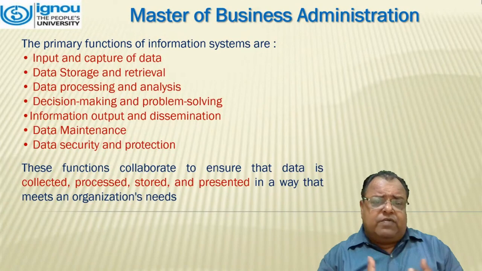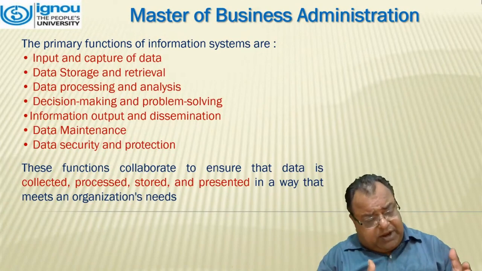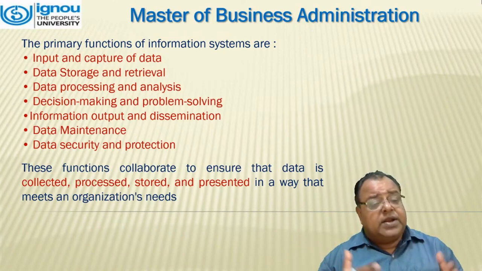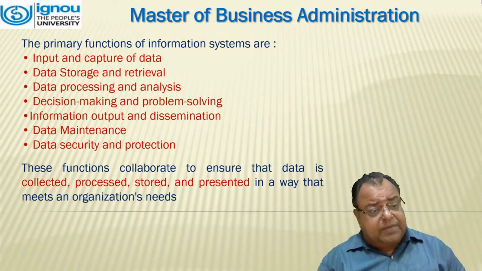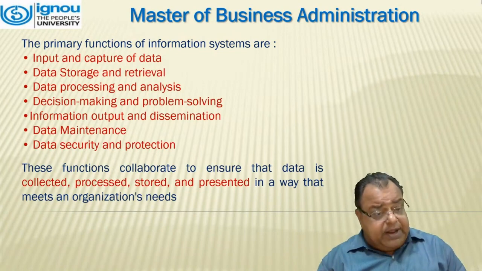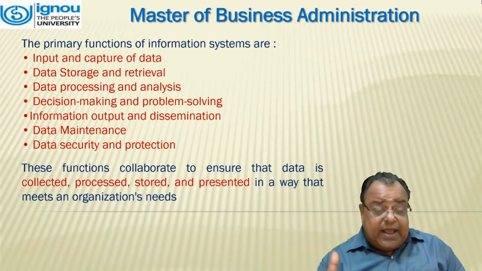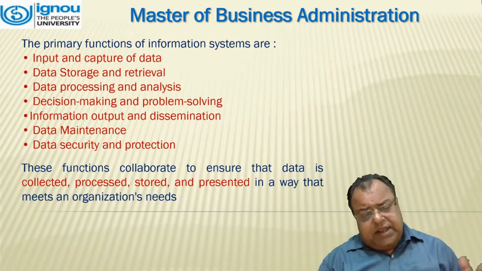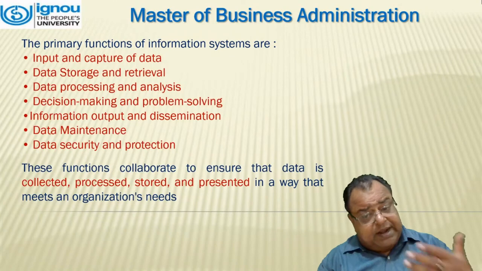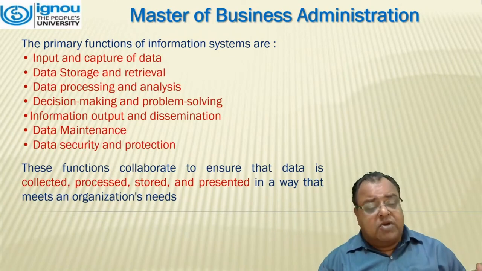The primary functions of information systems are input and capture of data, data storage and retrieval on its requirement, data processing and analysis, decision making and problem solving, information output and dissemination, data maintenance, and data security and protection. These functions collaborate to ensure that the data is collected, processed, stored, and presented in a way that meets an organization's need.